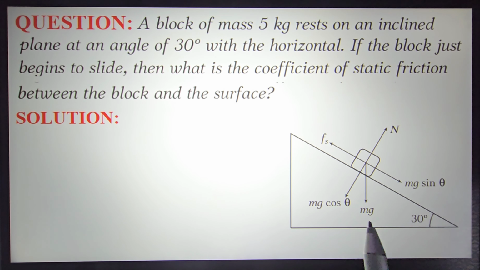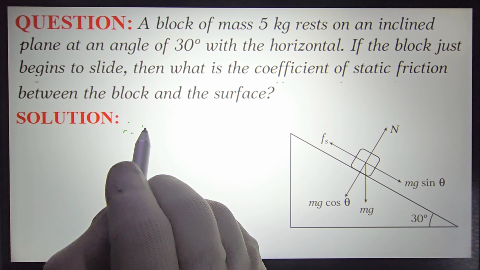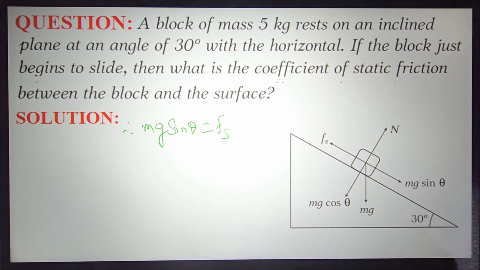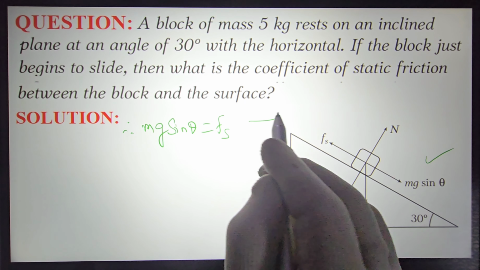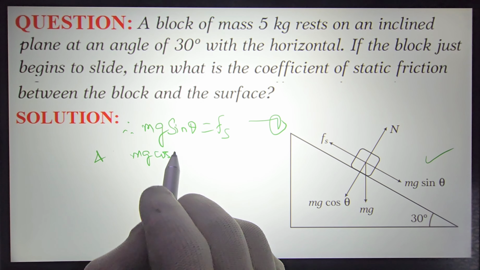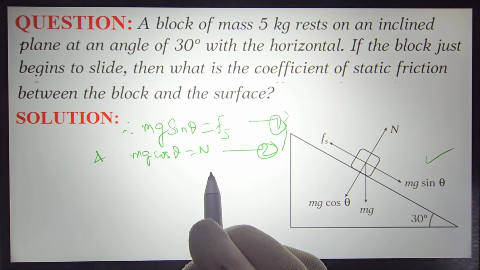In this case also, we will be solving this using the resultant of these forces, means sigma Fx and all those concepts. So in equilibrium, mg sin theta is equal to fs. Using this expression, first equation, this diagram, and also mg cos theta is equal to N. Using these two equations, you can find out the value of tan theta.